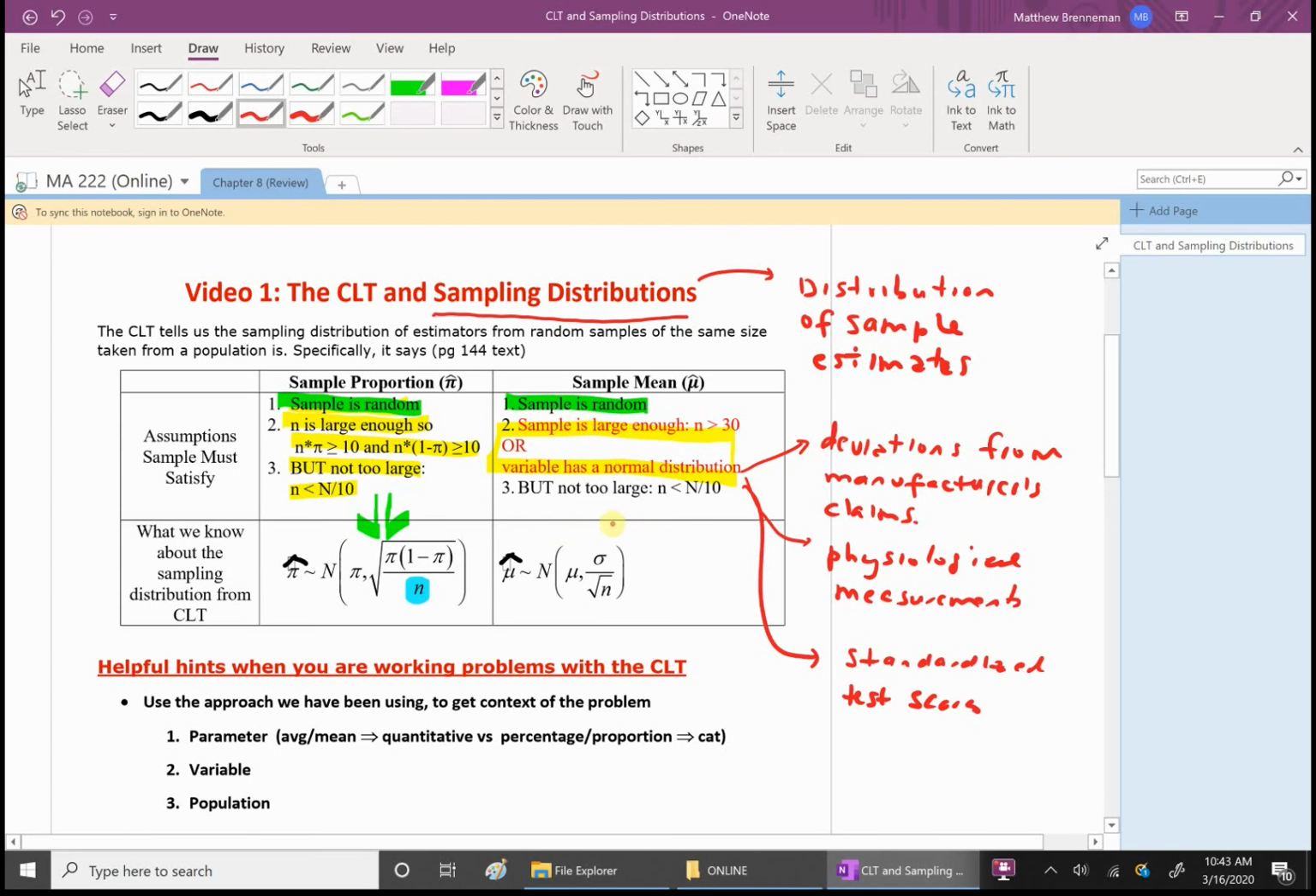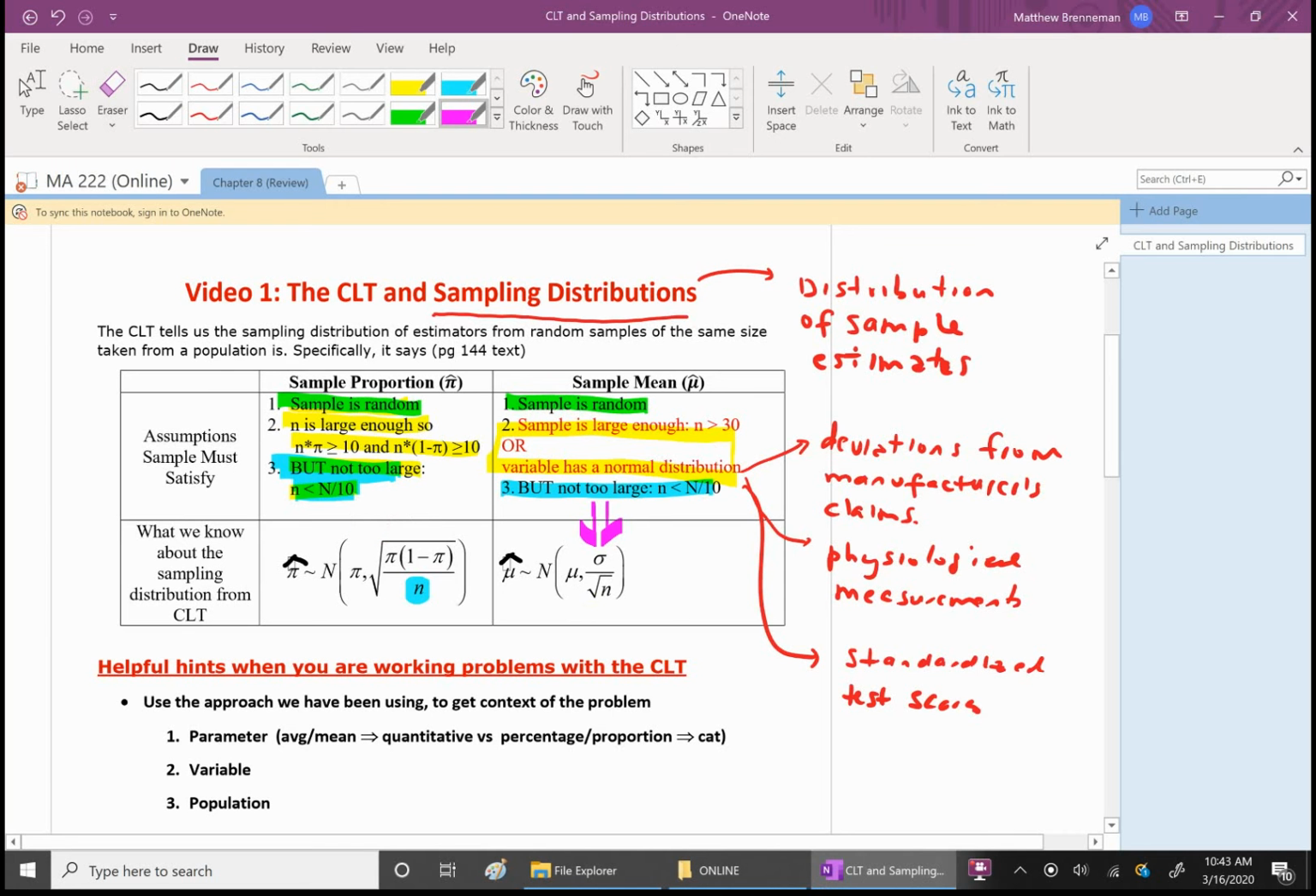And again, we have the same condition, but not too large. So these last two conditions are identical. So notice that some of the conditions are the same for both estimators. And in the case of the quantitative, if we satisfy these three assumptions, then we can go ahead and say that the distribution for the sample means has a normal distribution centered around mu. Again, we know that's going to be the case because we have a random sample. The estimator should be centered around the parameter. And the standard deviation looks like the standard deviation of the variable divided by the square root of n.